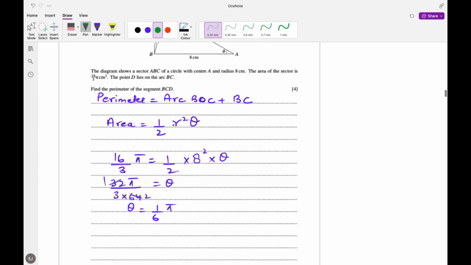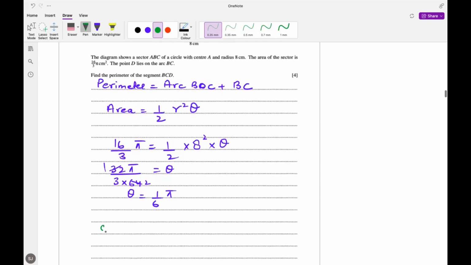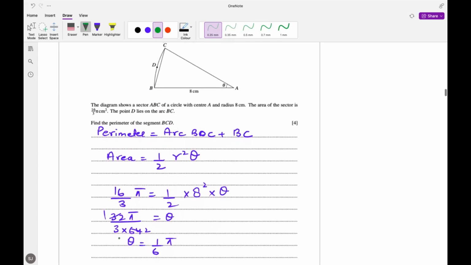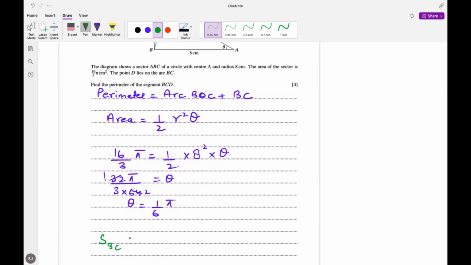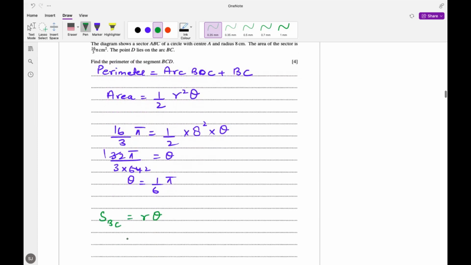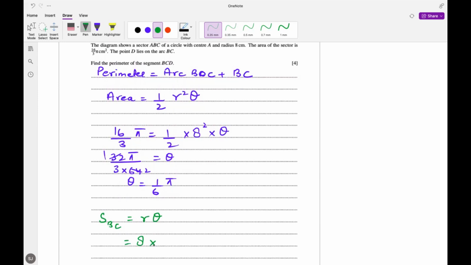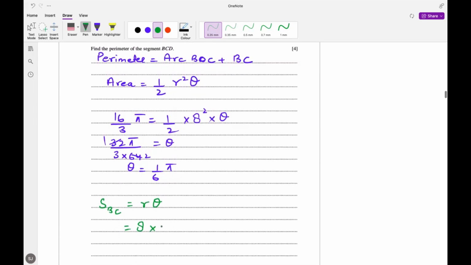Now to find the arc length, we'll use the formula. The arc length of BC is equal to r theta. We know that r is 8 and theta is π/6. So this will be 8 into π/6. Simplifying this becomes 4π/3.